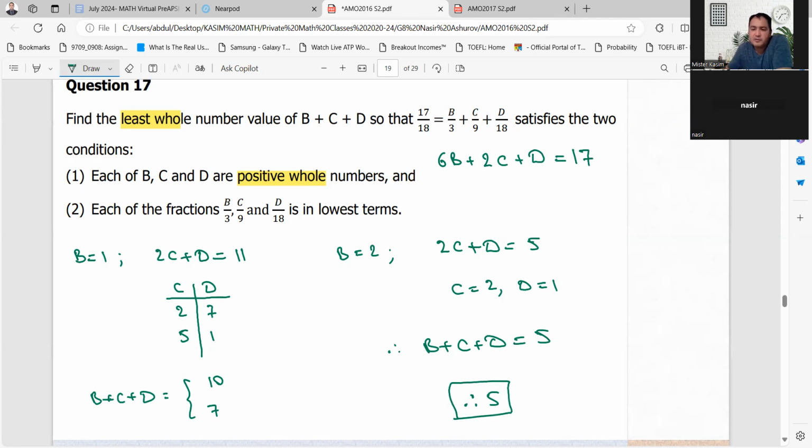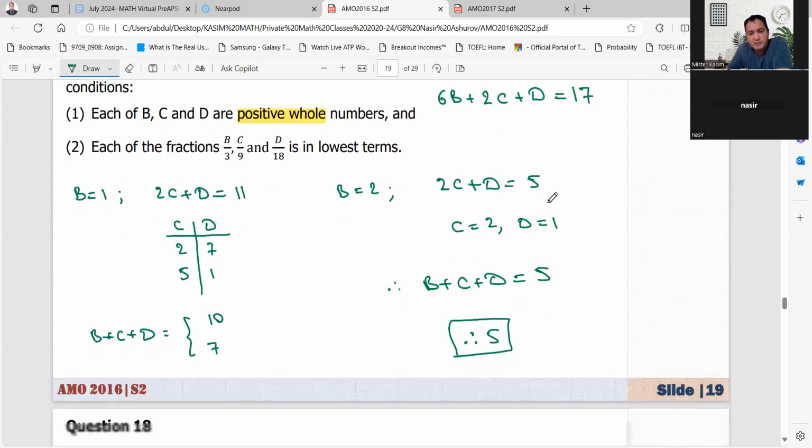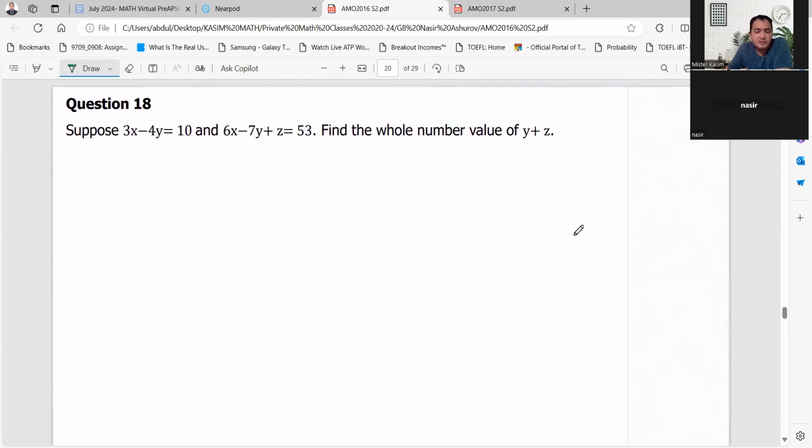Okay, Nasir, actually, in the questions, if you can get the correct answer in the first attempt, that's really good. But you are getting really close, but your final answer is not correct. But you're getting close. Really good. All right, let's continue. Question 18.